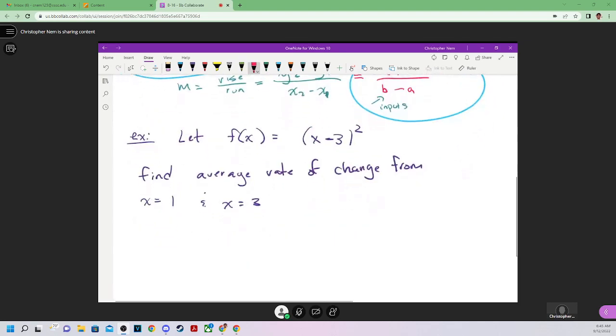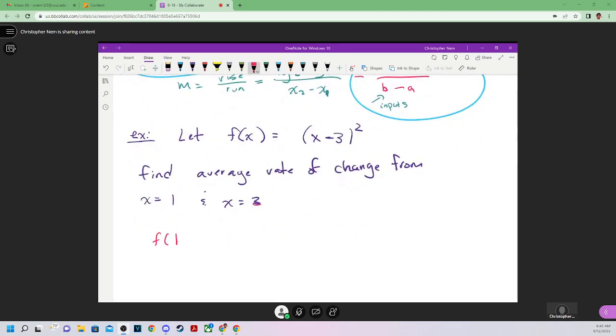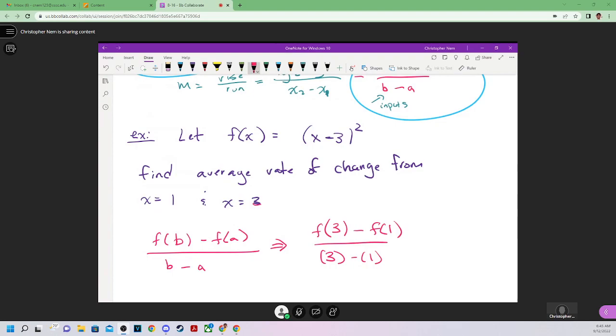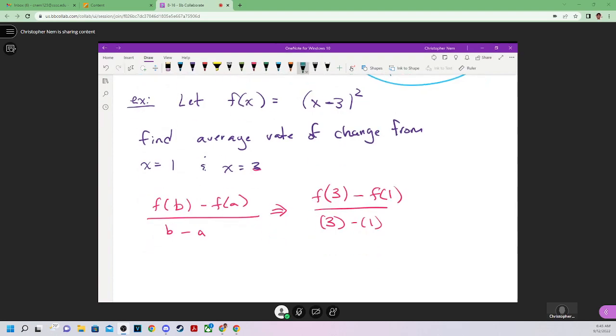Well, to do this problem, we know we need f of b minus f of a, all over our output subtraction, b minus a. So we already have our values. Our b value can be x equals 3, and our a value is 1. Whereas our output values are going to be f of 3 minus f of 1. So we get an idea of how to work with things easily. And all we're doing now is just figuring out what these values are. If we can figure out what these two values are, we can figure out that ratio, or the slope of the secant line, a.k.a. the average rate of change of our function.